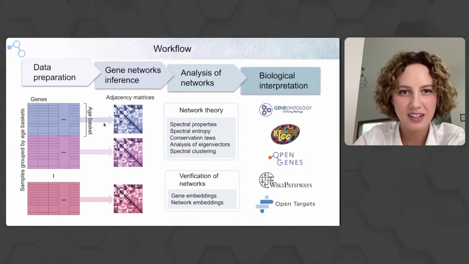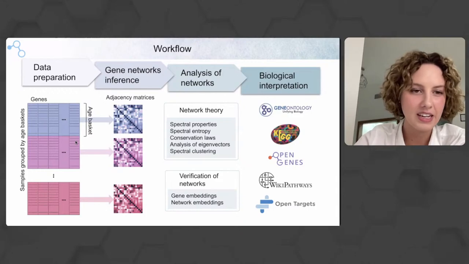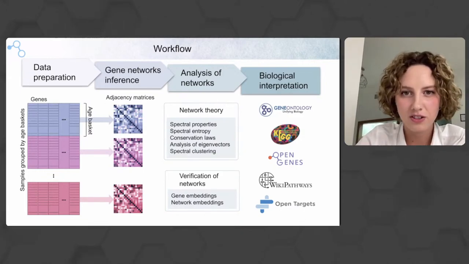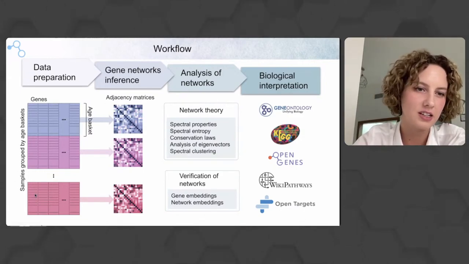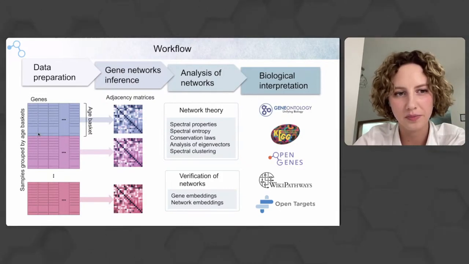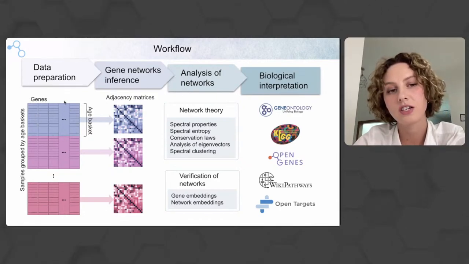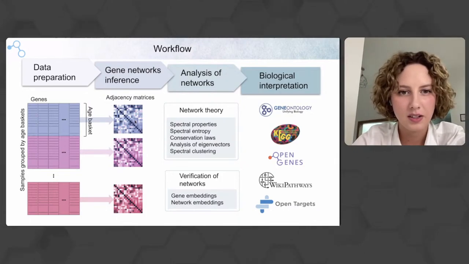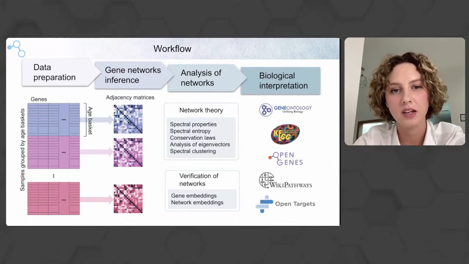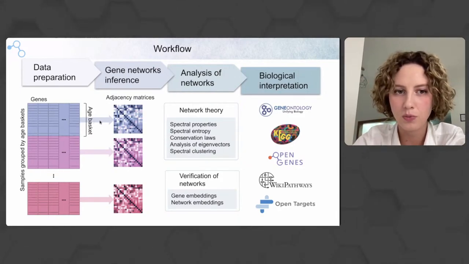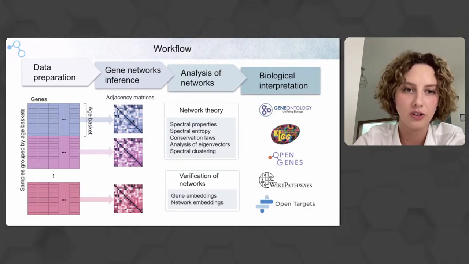And then when we finally get transcriptomic data, for example, blood transcriptomes of humans, we divide this data into baskets. What is an age basket? It simply means that here there are transcriptomic profiles of healthy people whose age varies in a short interval. And for each age basket, we build an adjacency matrix. We do this step with different algorithms.